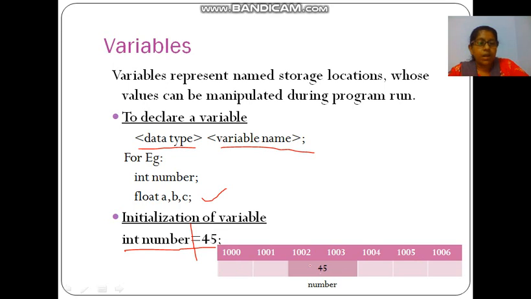Suppose I am declaring a number as an integer. That means 2 bytes are needed for storing it. If one unit represents 1 byte, then 2 units are needed for representing the integer. Suppose we are using locations 1002 and 1003 for storing that number, then we assign 45 to it. So the value 45 will be assigned to that particular location. This is how we declare a variable and we can initialize it along with the declaration.